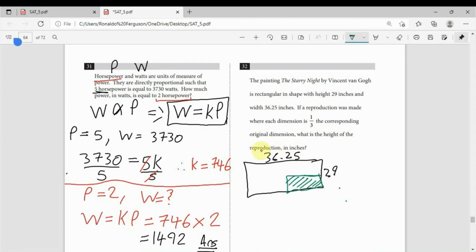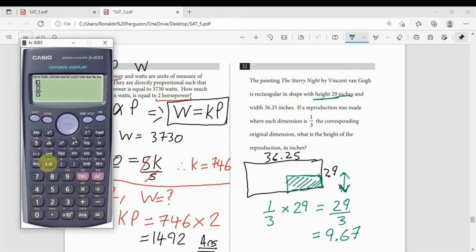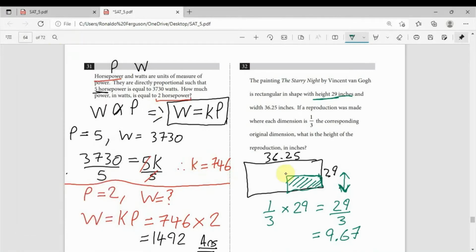It asks, what is the height of the reproduced painting? That's easy. It's 1/3 of the original height, and 29 was the original height. So 1/3 of 29 is 29 over 3. You put that in a calculator and you're going to get 9.67. That's the height.